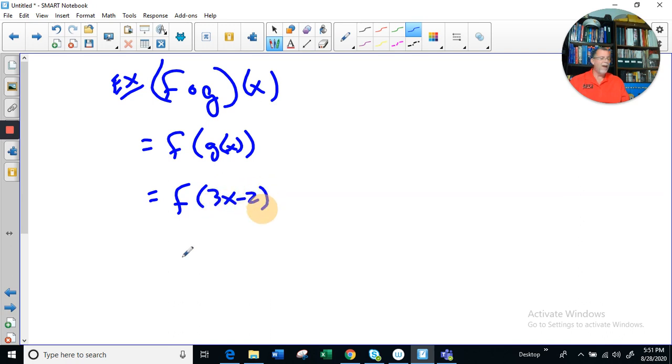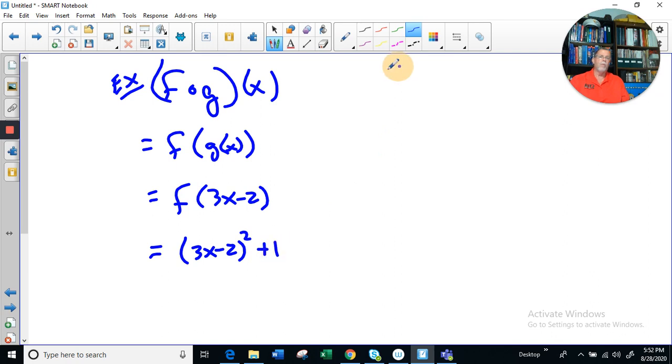All right, now what did f tell me to do? Because that's what I've got, my result for g of x is 3x minus 2. That's what g of x is. So what is f of that? Well, f said take any x and square it and then add 1. So I'm going to take my new x, my new input, square it, and add 1.